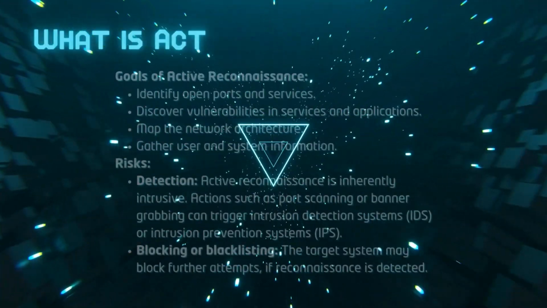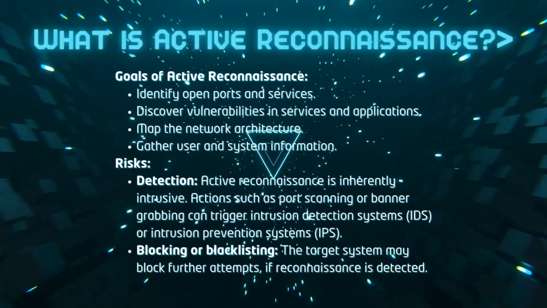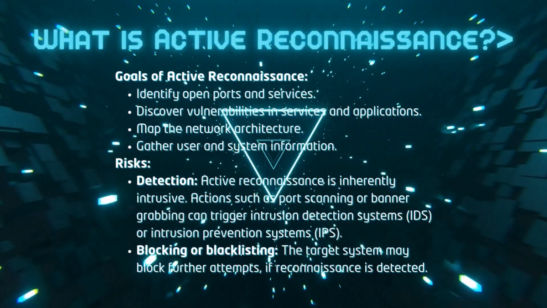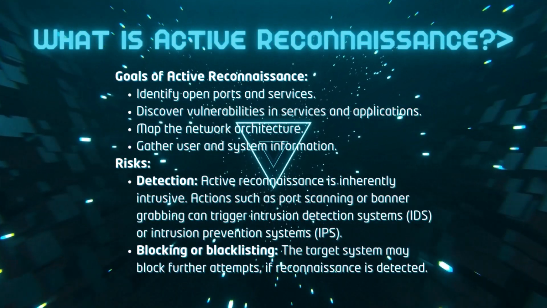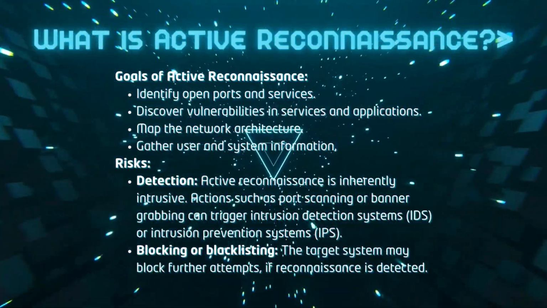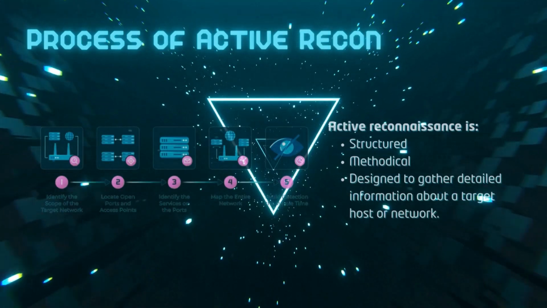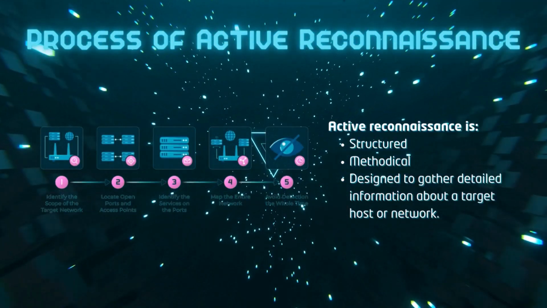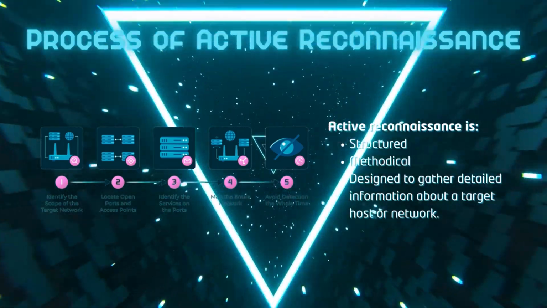Active reconnaissance refers to the process of directly interacting with the target host to gather information such as open ports, running services, user accounts, and potential vulnerabilities. Unlike passive reconnaissance, there are risks to active reconnaissance methods, such as detection by the target's security operations and service interruptions for the target. Active reconnaissance is a structured and methodical process designed to gather detailed information about a target host or network. I will cover some basic steps typically followed during this phase of a penetration test.